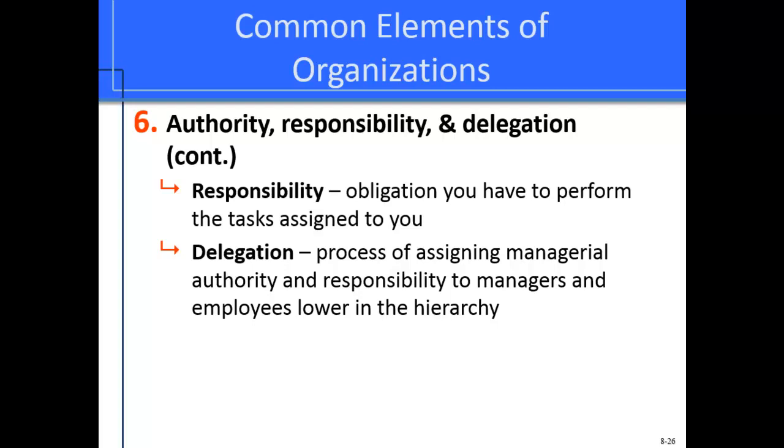We also have a term here, delegation. This is the process of assigning managerial authority and responsibility to managers and employees lower in the hierarchy. Kind of not essentially passing the buck, but empowering others with certain responsibilities.